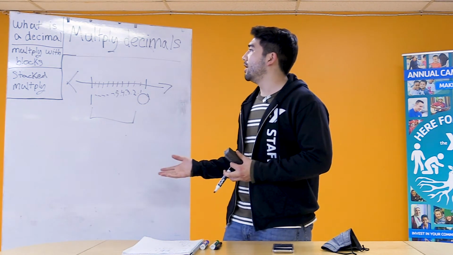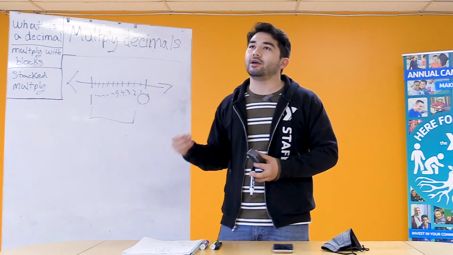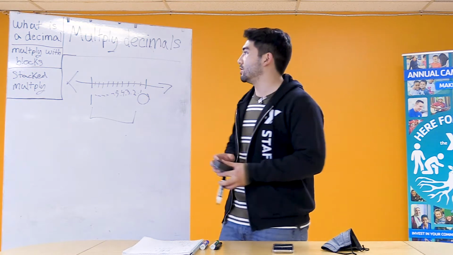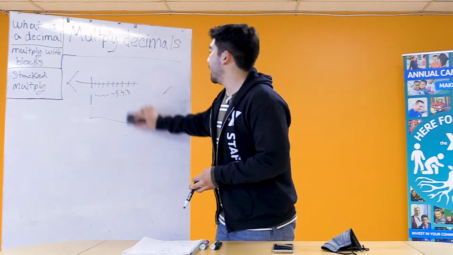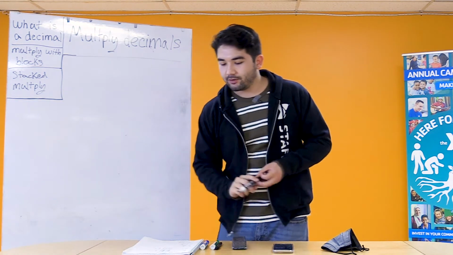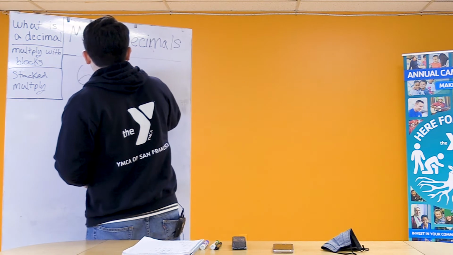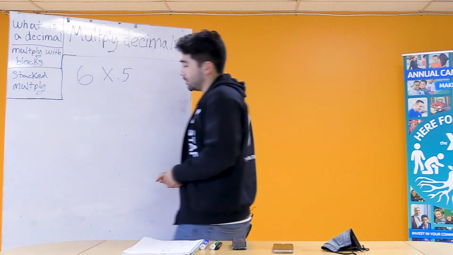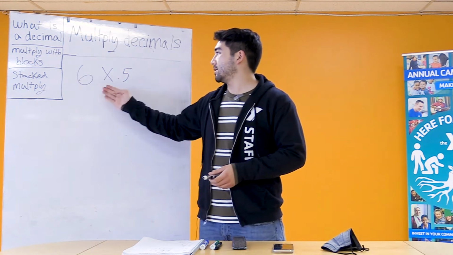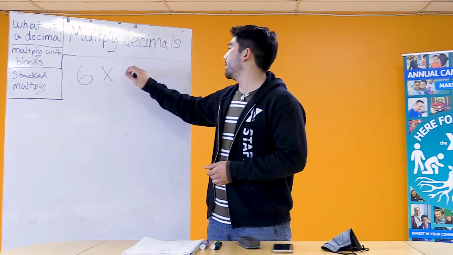I actually want to move on to multiplying with blocks. This is going to help us better understand what is happening to our numbers when we are multiplying by a decimal. So yeah, let me go ahead and get that up. For example, let's do 6 times 0.5. Let's do 6 times 1 first, and we're going to see what that looks like with blocks.